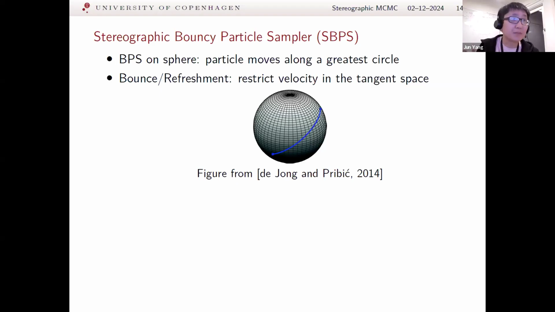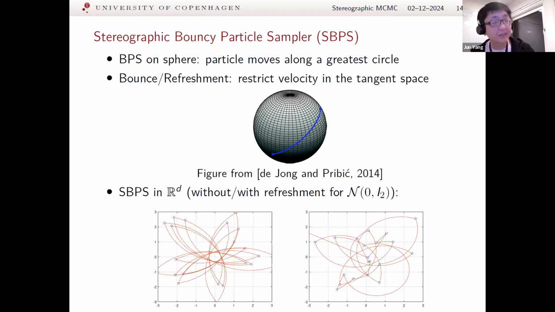And at certain random times, I can simulate a bouncing event or a refreshment event. I will do the same as before: if a bouncing event occurs, I will do the reflection according to the target density in the tangent space at the current location. And if a refreshment event occurs, I will refresh the velocity direction in the tangent space. So that's basically the same idea. Once I simulate this bouncy particle sampler on the sphere, I can use stereographic projection to project it back to the Euclidean space. So I automatically get some trajectory like this.